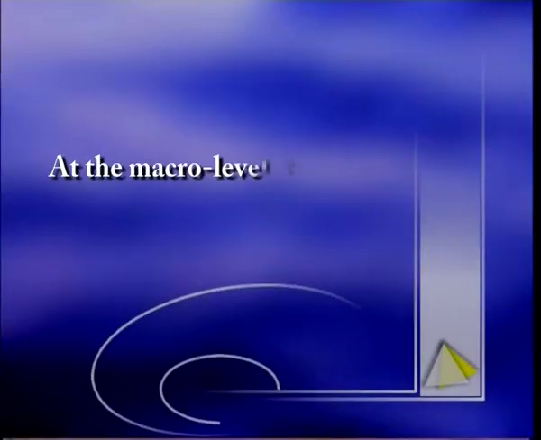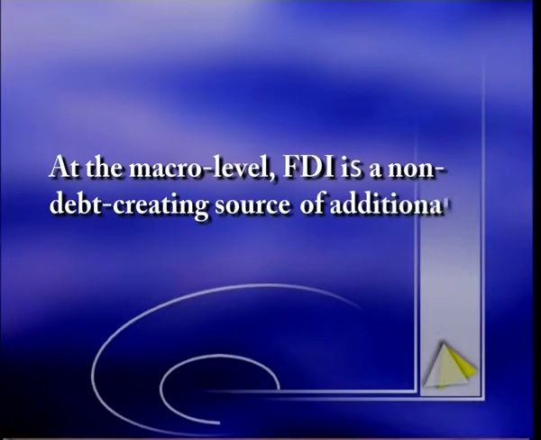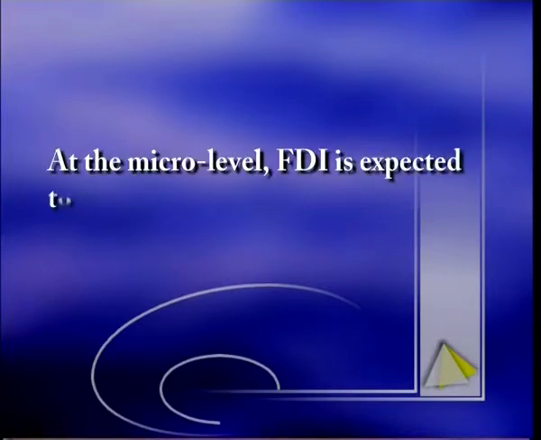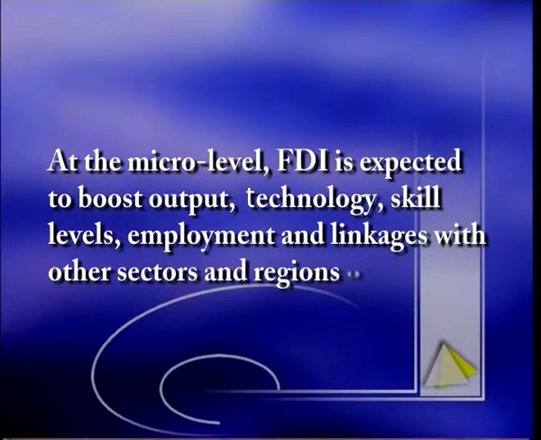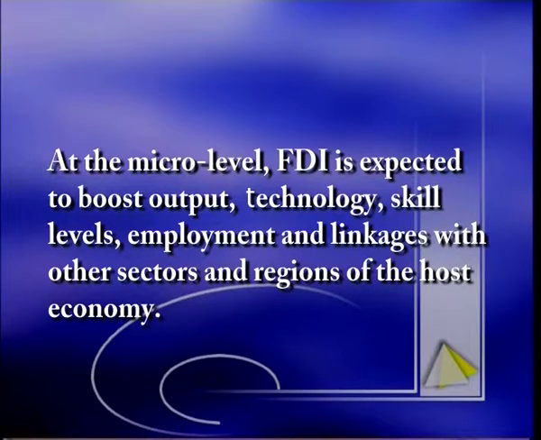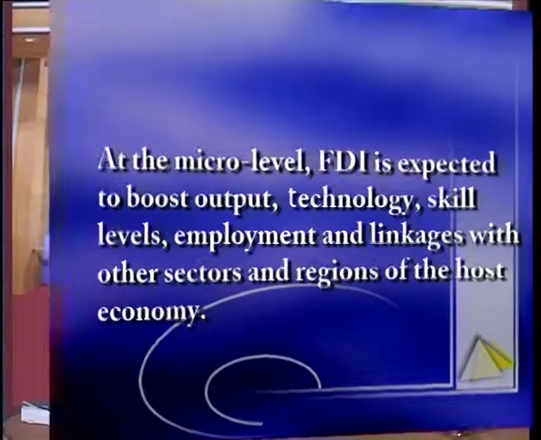At the macro level, FDI is a non-debt creating source of additional external finances. At the micro level, FDI is expected to boost output, technology, skill levels, employment and linkages with other sectors and regions of the host economy. In India, the top FDI receiving sectors are the ones with strong backward or forward linkages with the economy. The sectors with strong backward and forward linkages include construction, fuels, chemicals and metallurgical industries.